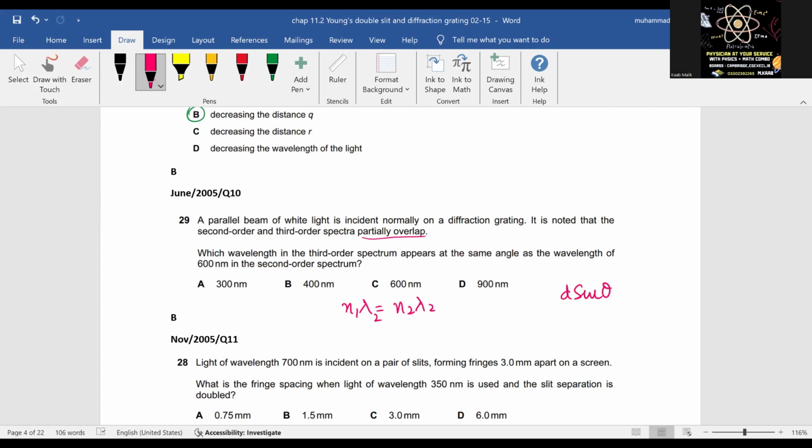You have to make two equations, one with n1 lambda 1 equals d sine theta and n2 lambda 2 equals d sine theta, and both d sine theta are the same, so you can equate the two equations. But we don't know which wavelength of the light makes the third order and which forms the second order, appearing at the same angle.